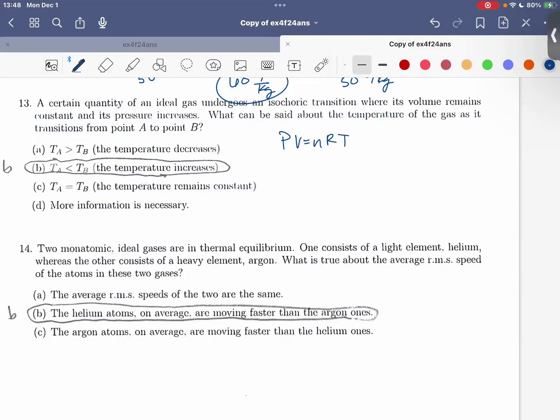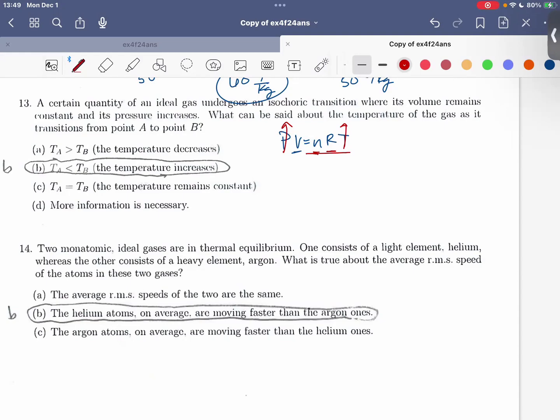okay, you can see that if you have volume remaining constant, but increasing pressure, what you'll have on the other side of the equation is increasing temperature, as you're not adding any more moles of gas, which is your N, and your R is a constant, so it's not going to change. The only things that typically are going to change are going to be your pressure, your volume, or your temperature. So that means that the temperature increases.